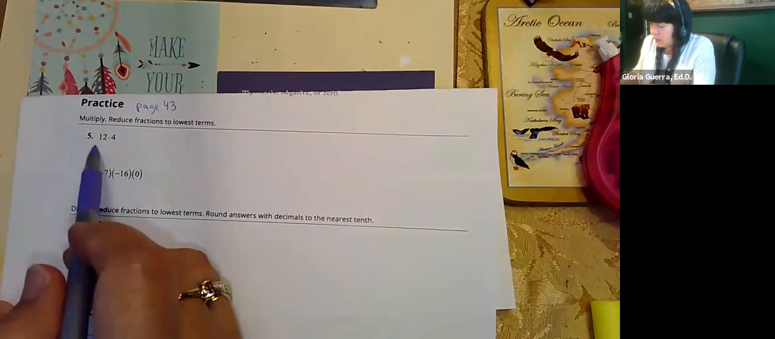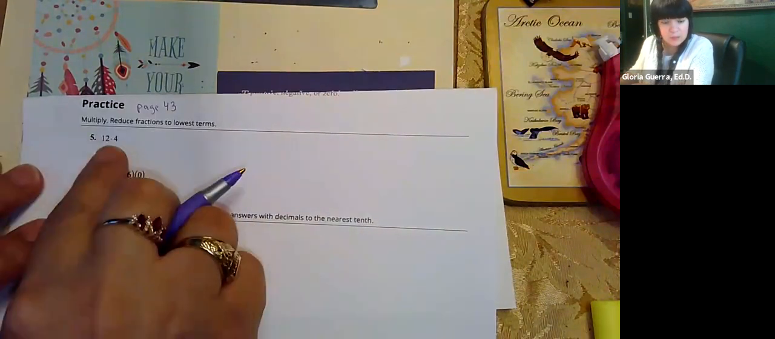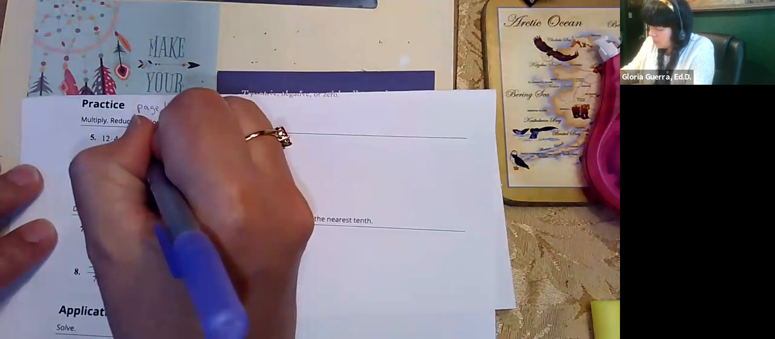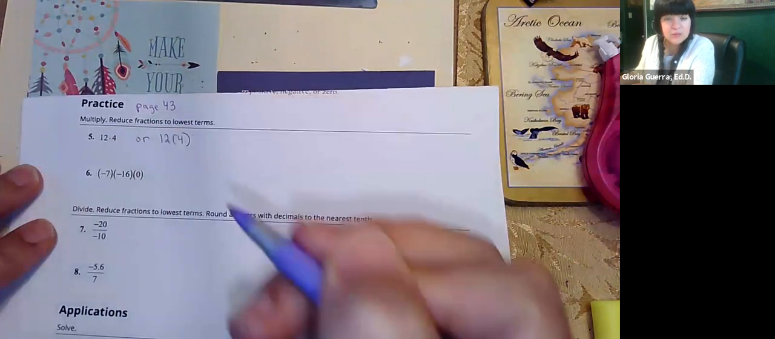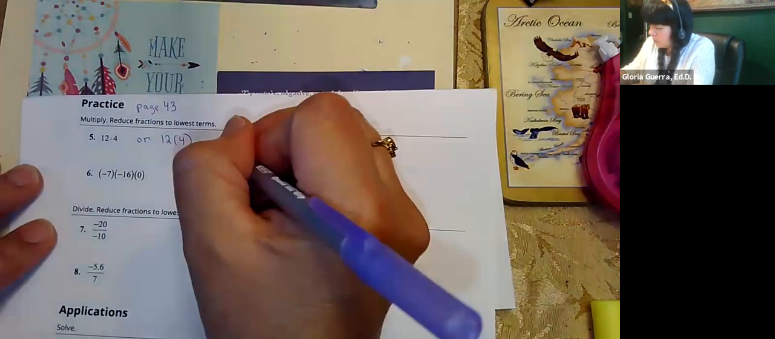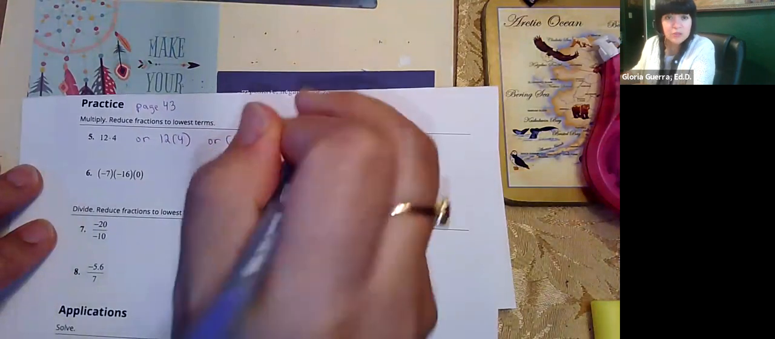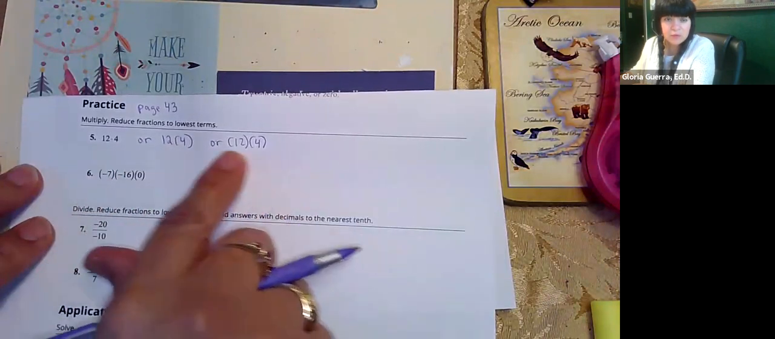Okay, so on number 5, 12 times 4, okay, and that's a times. They also could have written it like this, 12 times 4 with parentheses, okay? Or they also could have written it with a lot of parentheses. That's really too much in my opinion, but they could have written it like that too. All that says 12 times 4.